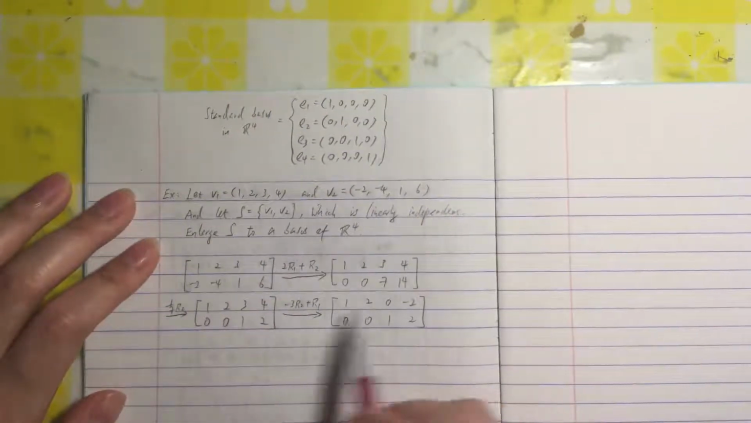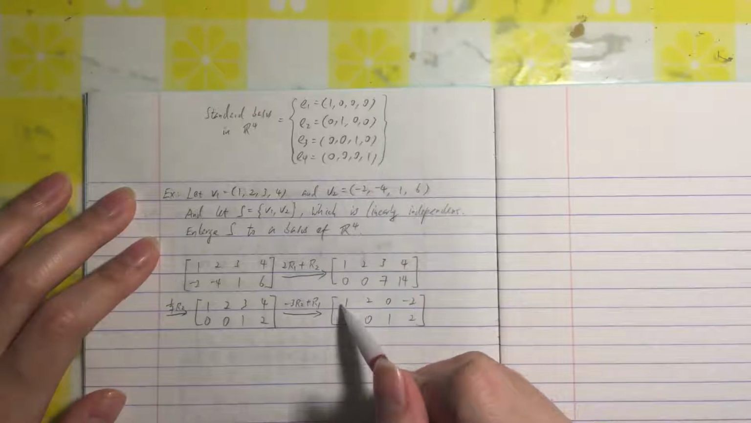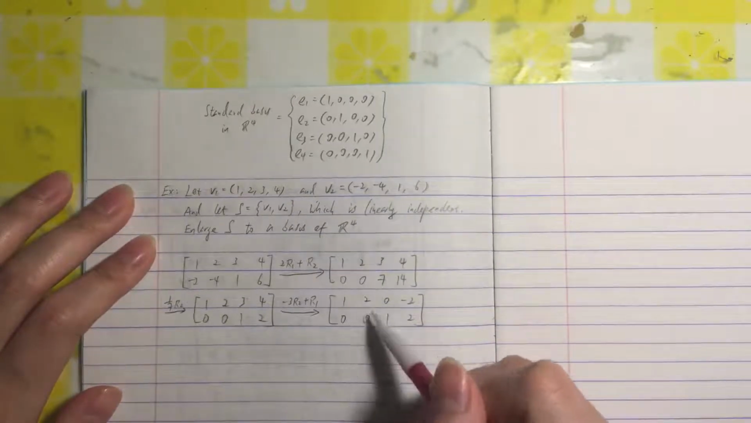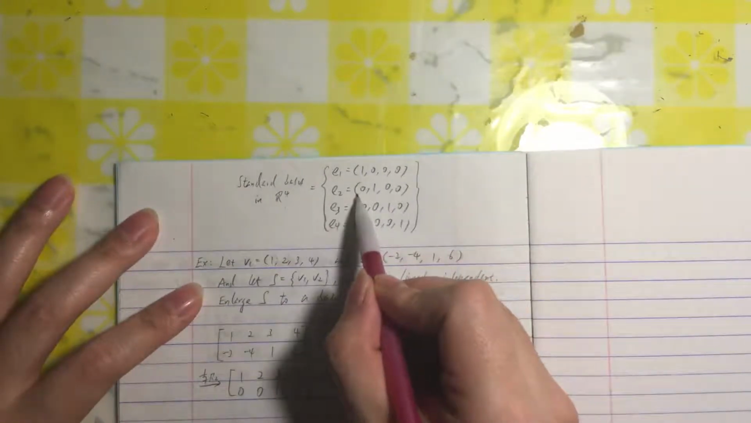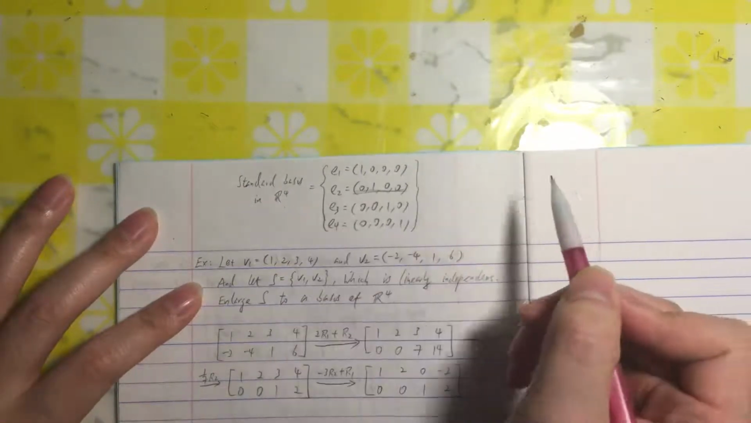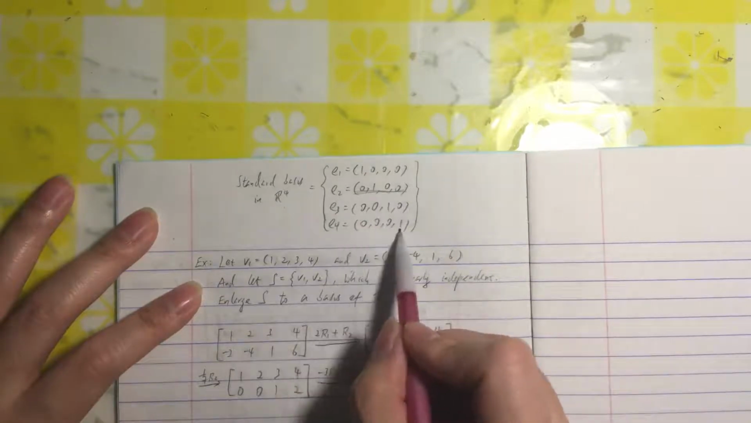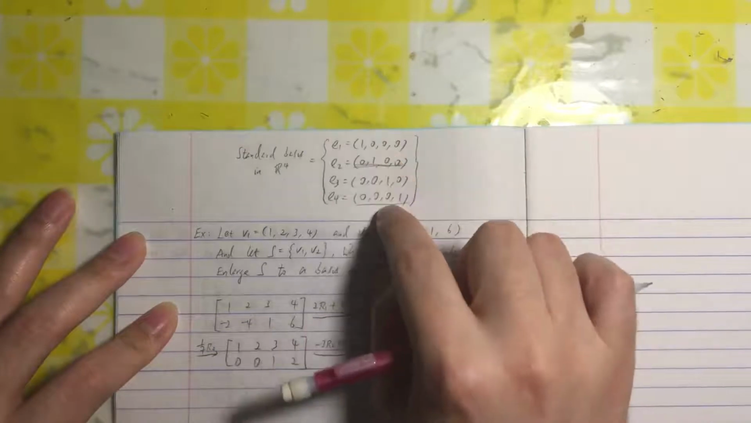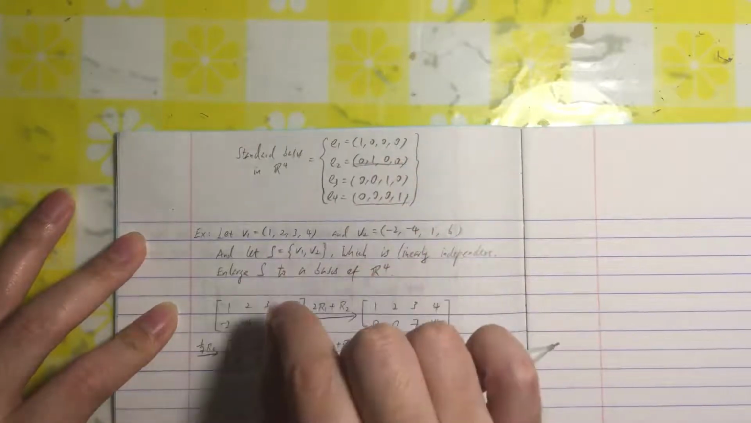In this matrix, we have a leading one in the first component and in the third component. We are missing a leading one in the second component and the fourth component. Here, E2 has a leading one in the second component, and E4 has a leading one in the fourth component. So I will add these 2 vectors to S to form a basis in R4.